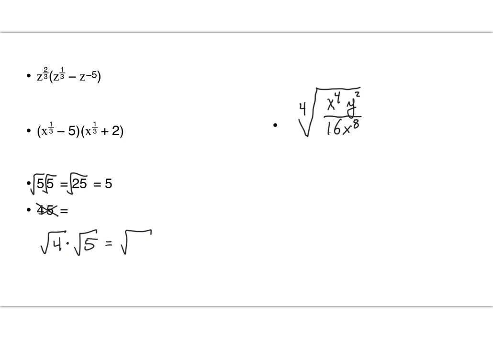Now we'll do a couple examples here. Here I have things raised to powers. They're subtracting, which means adding and subtracting, so I cannot bring these powers together, even though they're the same bases. I can only bring them together when they're multiplying and dividing. However, out here I have multiplying: Z to the 2/3 multiplied by this whole set of parentheses. I'm going to use the distributive property.